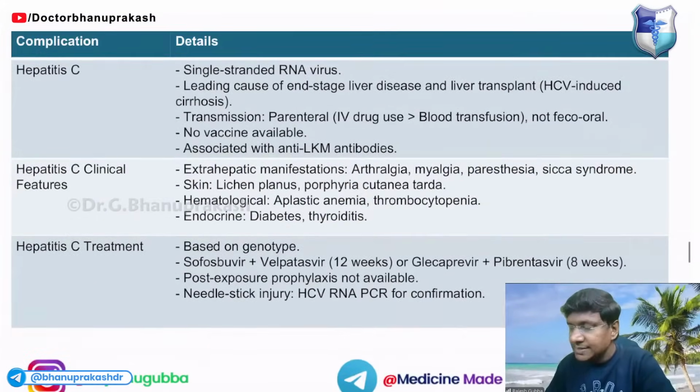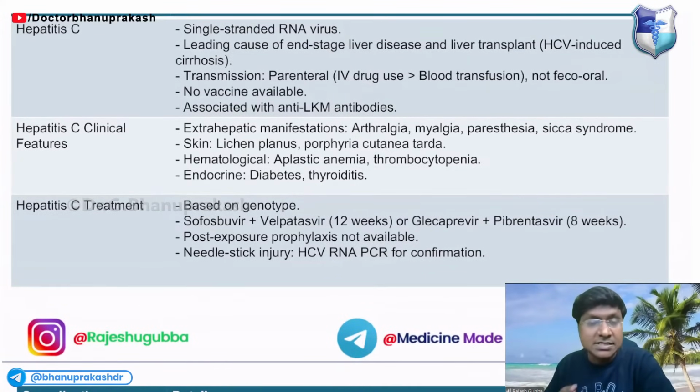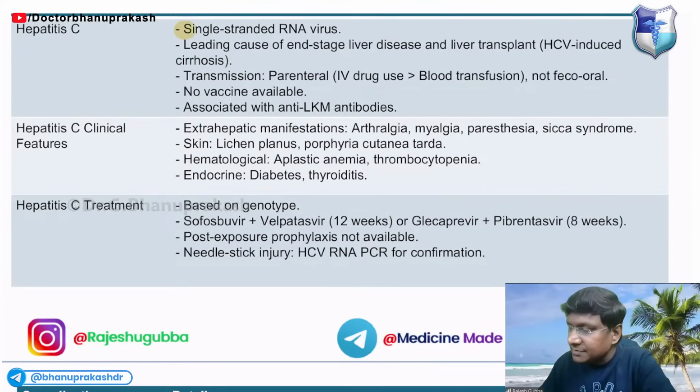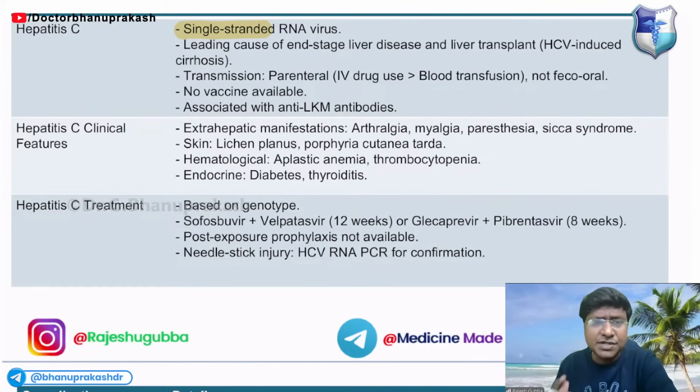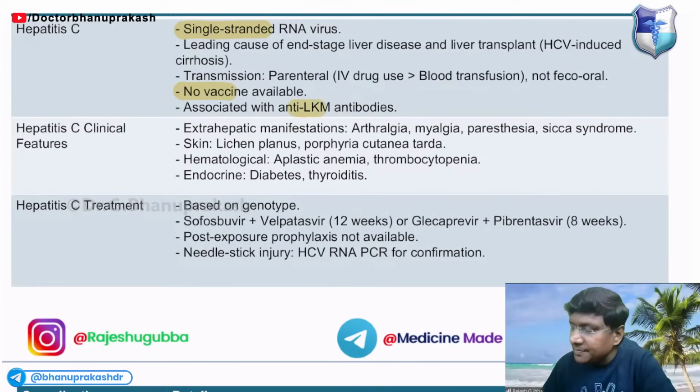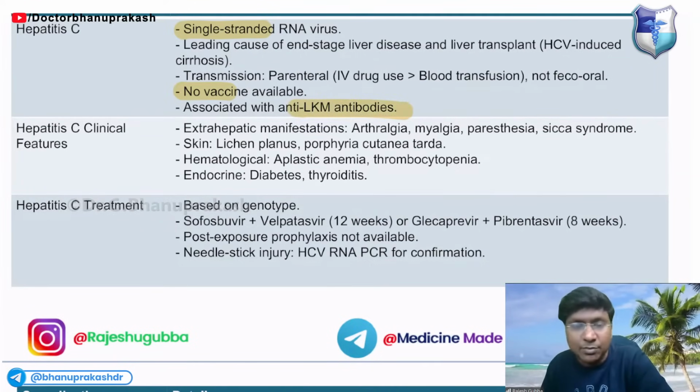Now, regarding hepatitis C, what question can be asked regarding the nuclear material? For hepatitis B, I told you it is a DNA virus, but for hepatitis C, please remember it is a single stranded RNA virus, right? And as I've already told you about the vaccine, vaccine is not available. And what are the antibodies in case of hepatitis C? The antibodies are the anti-LKM antibodies.